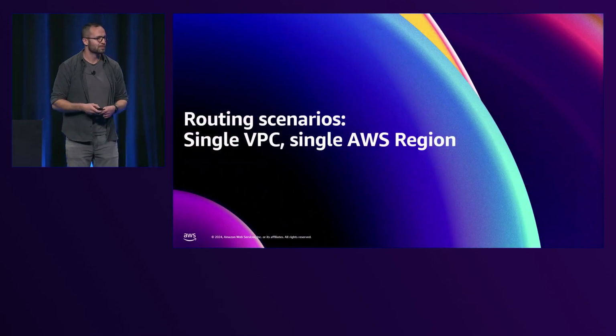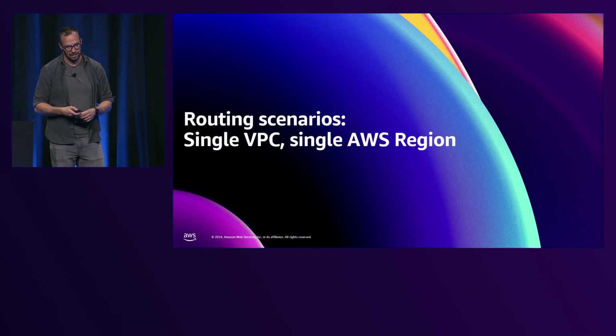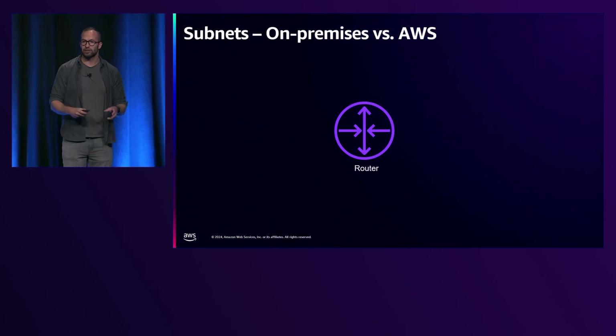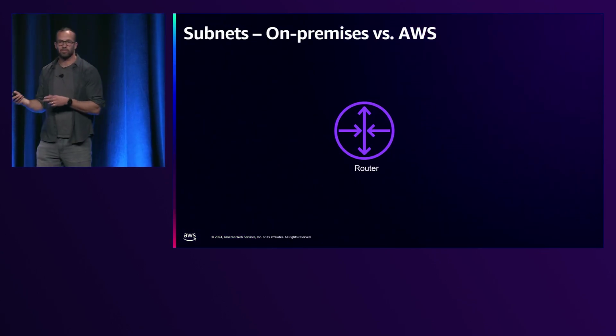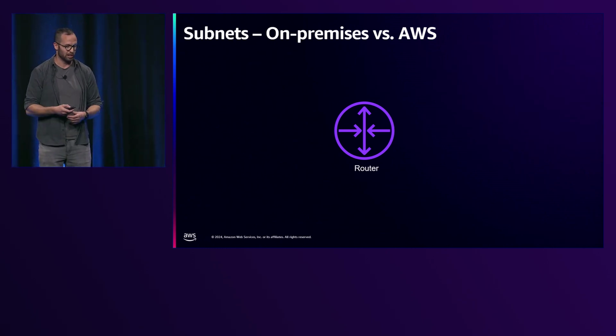All right, so we're done with foundations. Let's start going through some examples. And I'm going to start with a single VPC and single region. But before I go into a single VPC, I want to do a little bit of a comparison between the on-premise environments and AWS cloud networking.